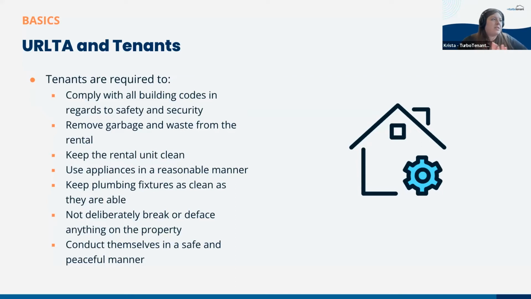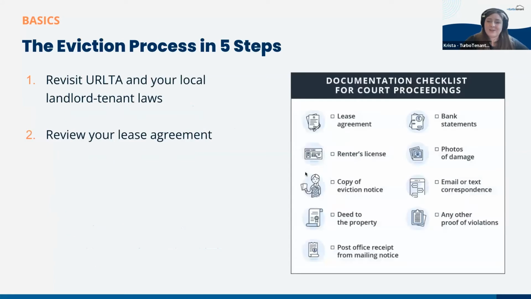So being well-versed in URLTA at least gives you somewhere to start, where if you're seeing a behavior or you're hearing reports of a tenant acting in a way that's impacting their neighbors, you can come back to this list and say, are they upholding this, whether or not it's required by our state, and then decide what to do from there. In fact, what you might want to do is unfortunately start the eviction process. So the first step here, as we've said, is to review URLTA and your local landlord tenant laws. We will never get tired of saying that.